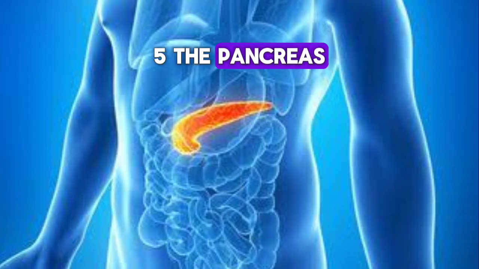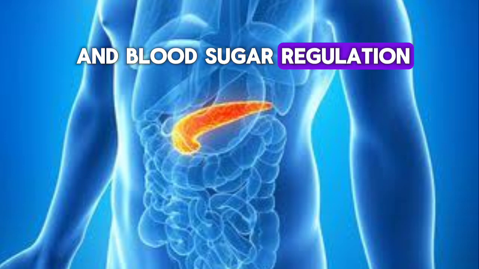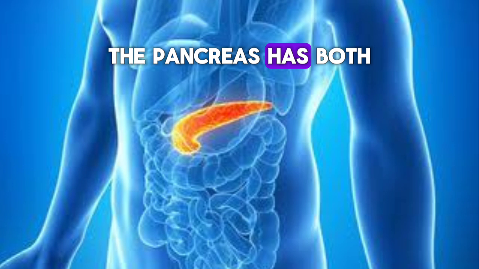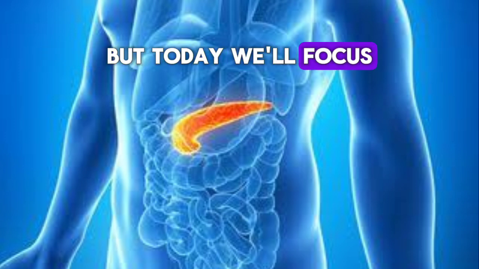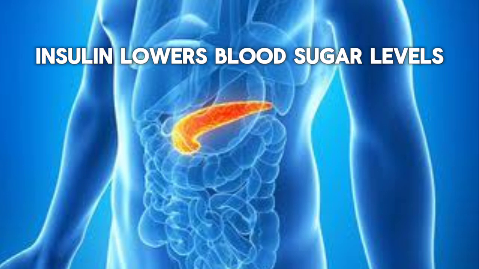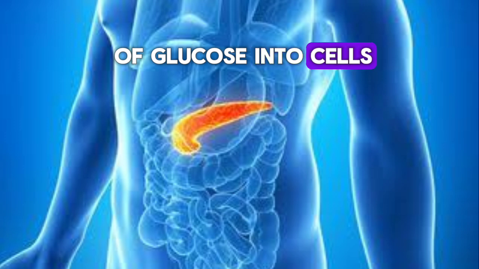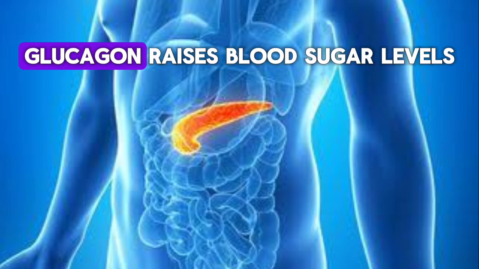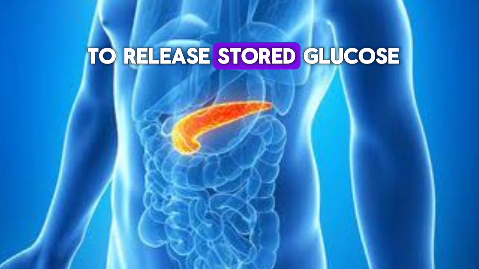5. The pancreas, dual role in digestion and blood sugar regulation. The pancreas has both endocrine and exocrine functions, but today we'll focus on its role in the endocrine system. Insulin lowers blood sugar levels by facilitating the uptake of glucose into cells. Glucagon raises blood sugar levels by stimulating the liver to release stored glucose.